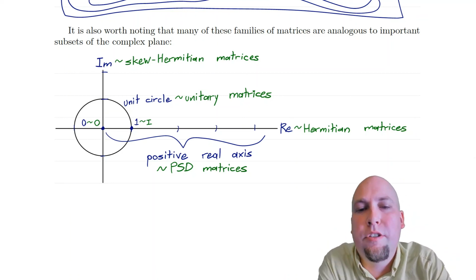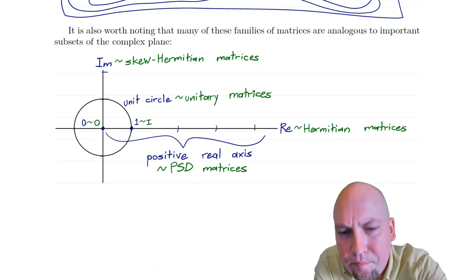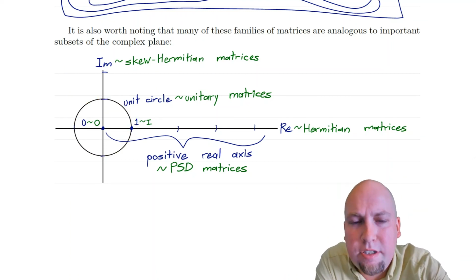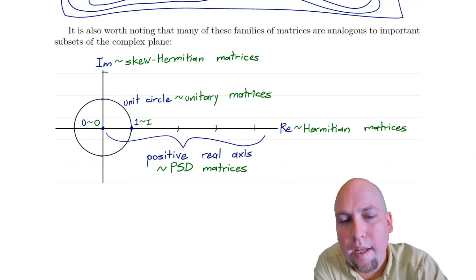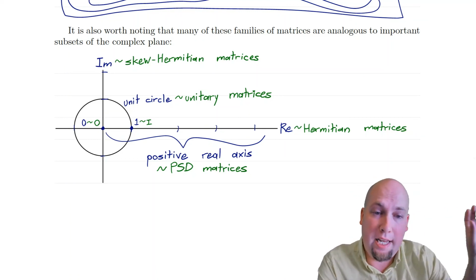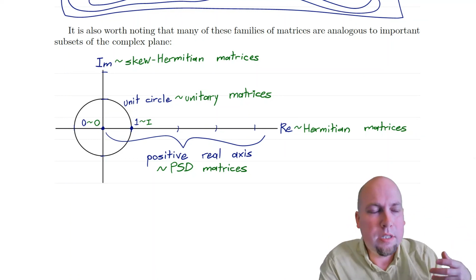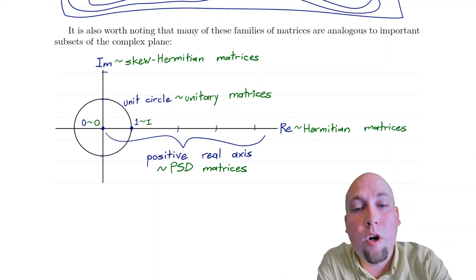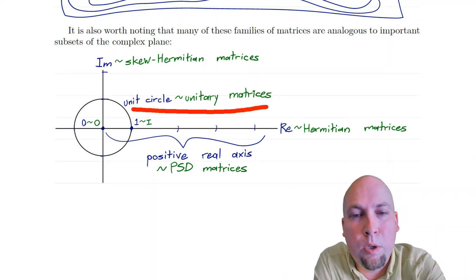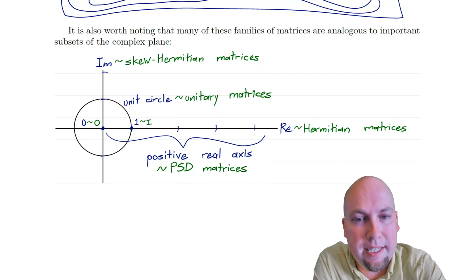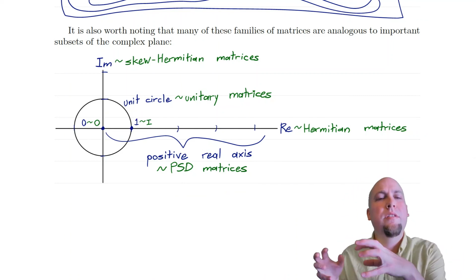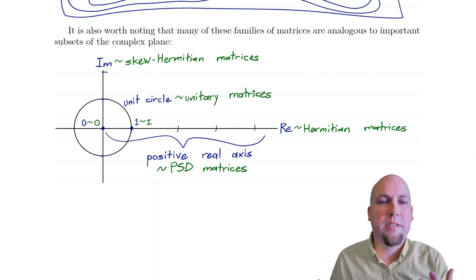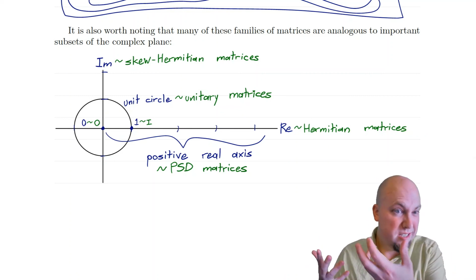For example, this picture suggests that if we look at the intersection of two of these sets, like the intersection of the unit circle and the positive real axis, I notice that there's only one number there. It's the number 1. The only number that's on the unit circle and positive is 1. Well, it turns out that the same thing happens for matrices. The only matrix that's both unitary and positive semi-definite is the identity matrix, okay? There's only one of them. Okay, so even though it's a toy picture, it's useful for building intuition. It's a toy, but it's not too wrong.